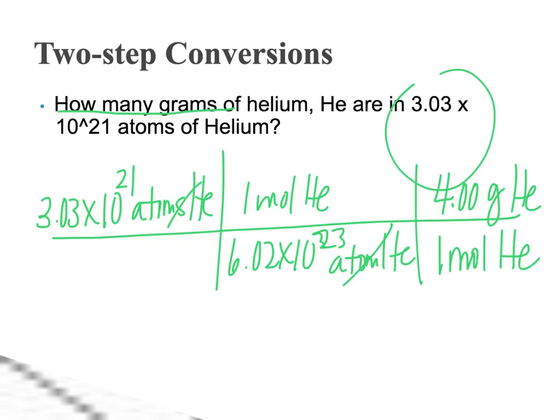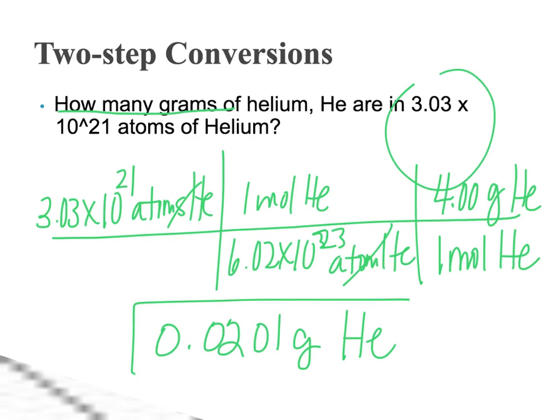Again, I have numbers on the top, numbers on the bottom. So I'm going to need to multiply the numbers on the top, divide by the numbers on the bottom. And again, good time to pause your video, type it in your calculator, and see if you get the same answer as me. If you do, which I hope you are able to, you should get 0.0201 grams of helium. And again, checking that our significant figures match. This has 3 and this has 3, so we are good to go.